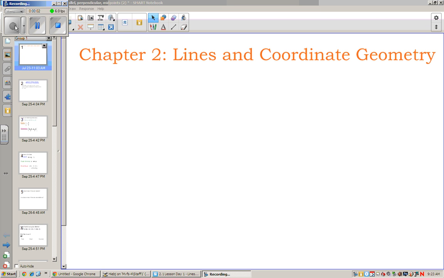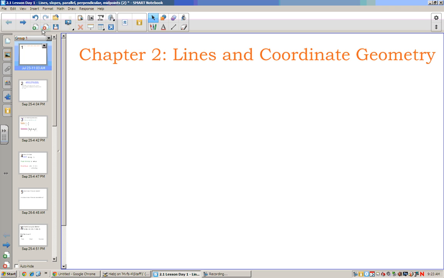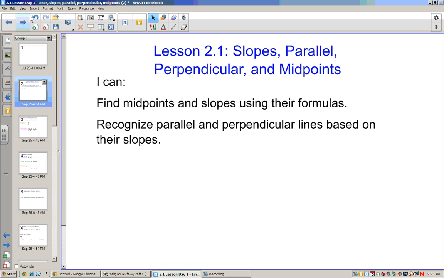Hello, welcome to the start of Chapter 2. This chapter is about lines and coordinate geometry. Now the first thing we have to do is see what we're going to learn today. 2.1, we're looking at slopes, parallel, perpendicular, and midpoints.